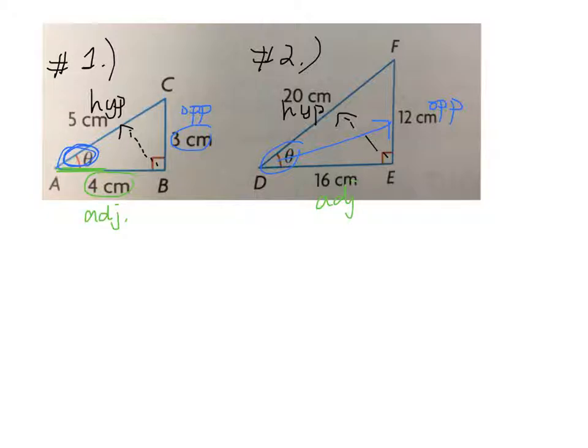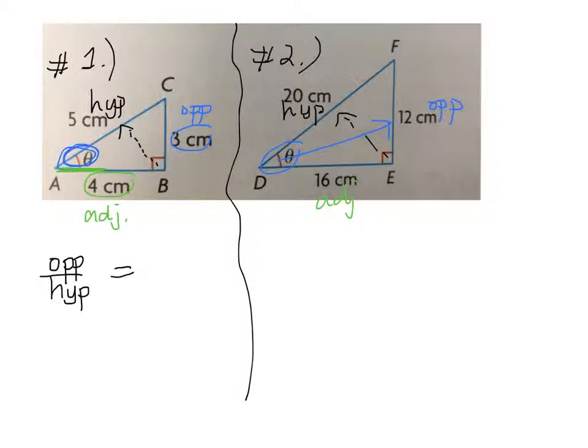Let's do the first one. Tell me the ratio of opposite over hypotenuse. Remember, you can write a ratio as a fraction. What is the value of the opposite side length for number 1? How many centimeters is opposite? 3. And the hypotenuse is? 5. Okay, what's the ratio?